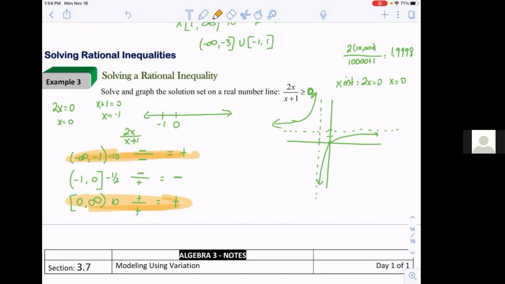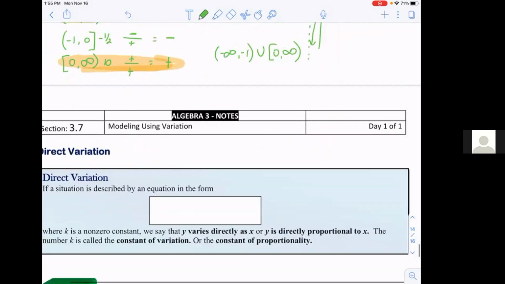So that's true, and that is why my intervals for my solutions will be from negative infinity to negative 1, and we're going to union that with 0 to infinity, because those were my two intervals that created positive answers. When I did this negative 1/2 thing, negative 1/2 had a negative value. So again, I didn't want negative values. I want positive values because I want to be above 0. Okay.